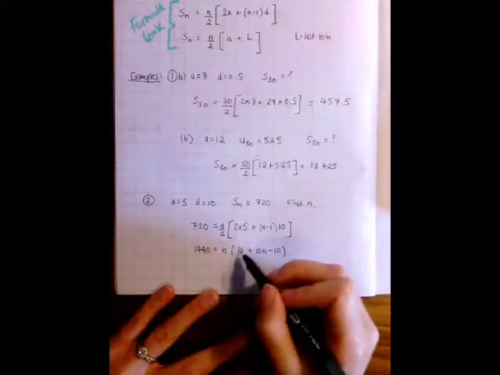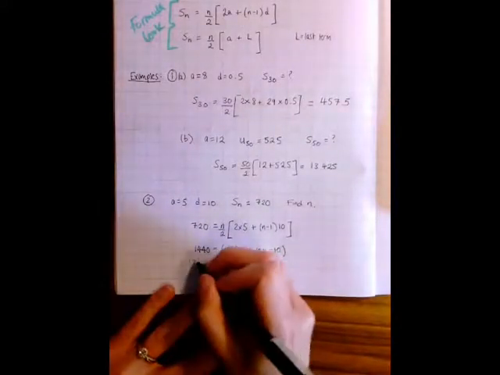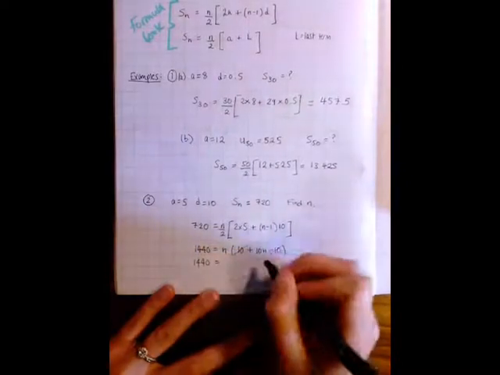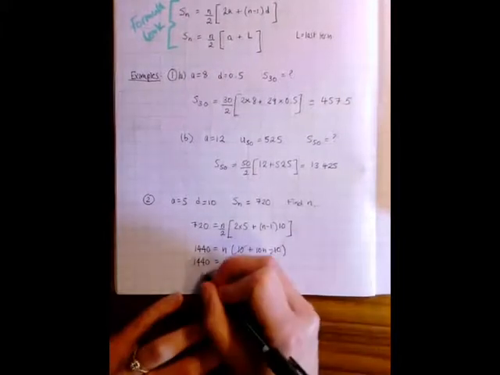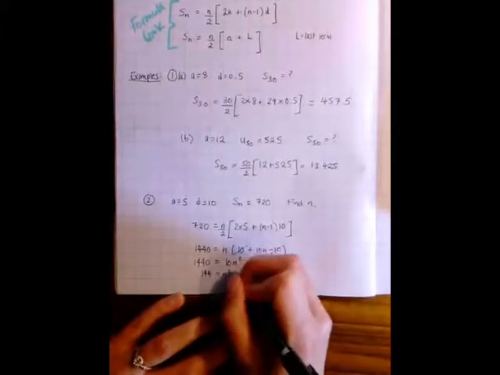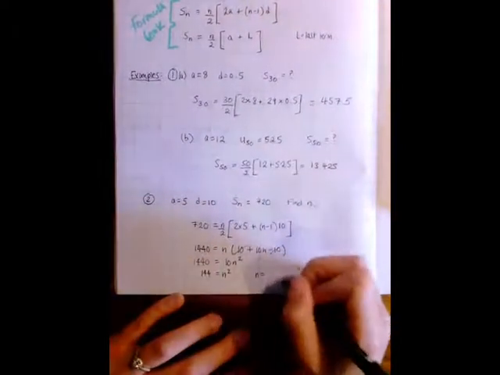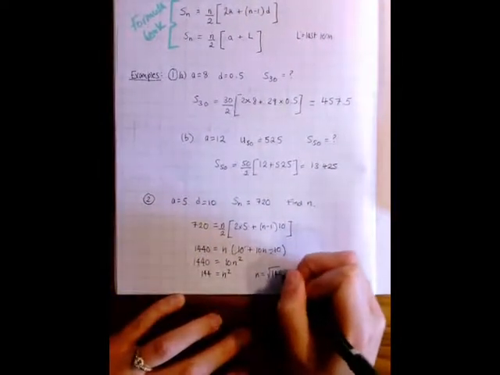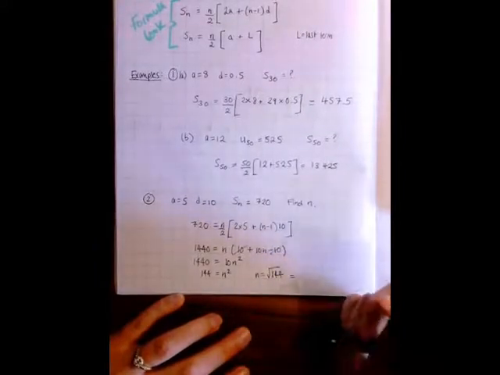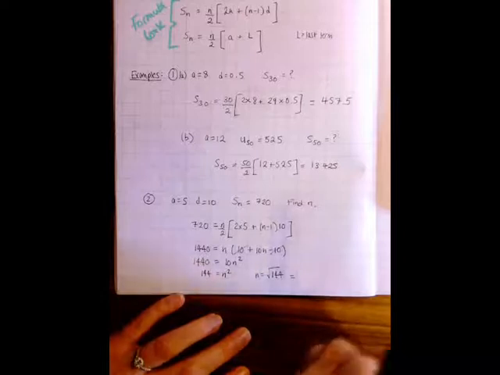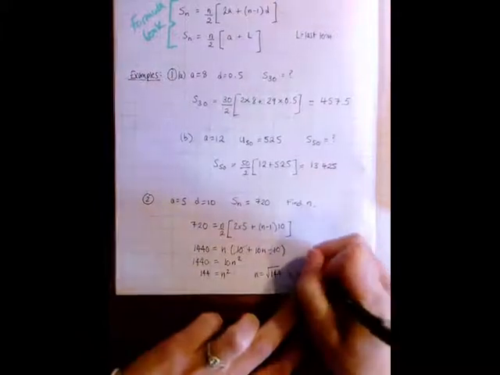Well, 10 take away 10 is going to be 0, so they're actually going to go. So I end up with just 1440 equals 10n squared. So divide by 10 gives me n squared equals 144, and that would mean n is the square root, and it will only be the positive square root of 144 because we're not going to have a negative number of terms. Okay, so we always start with n is 1, then 2, then 3, etc. So it will be 12.